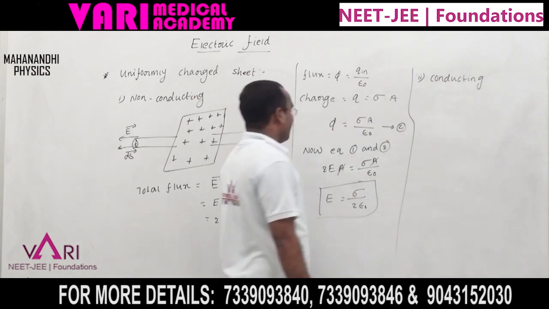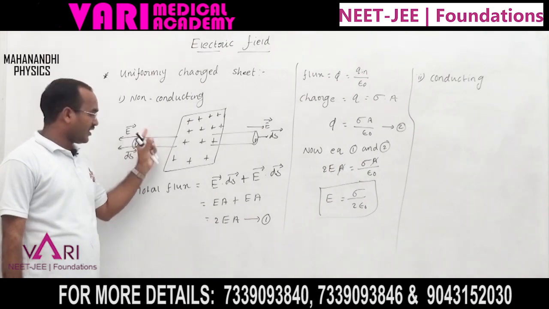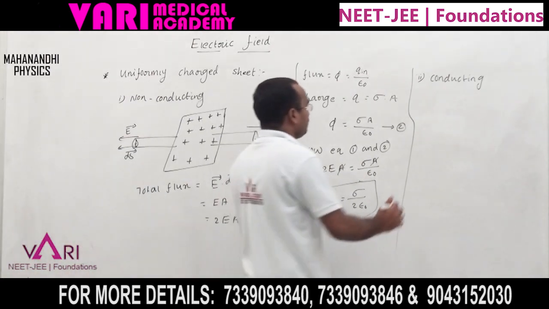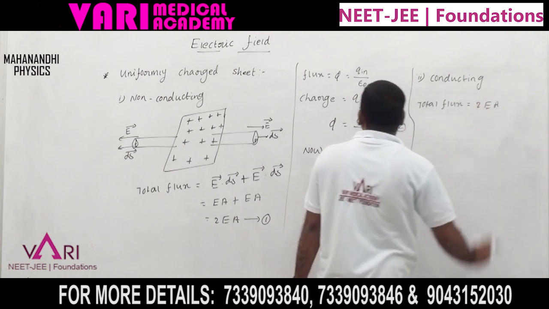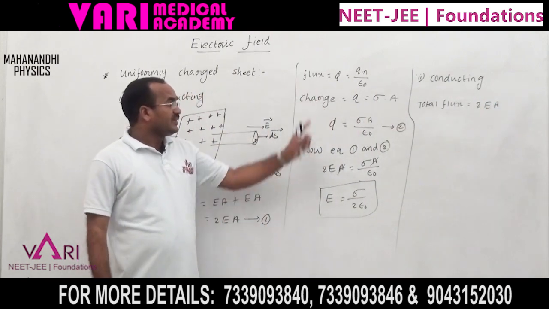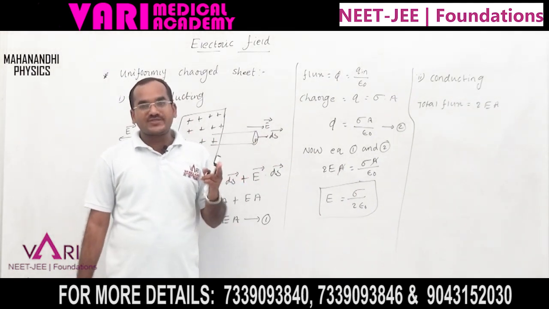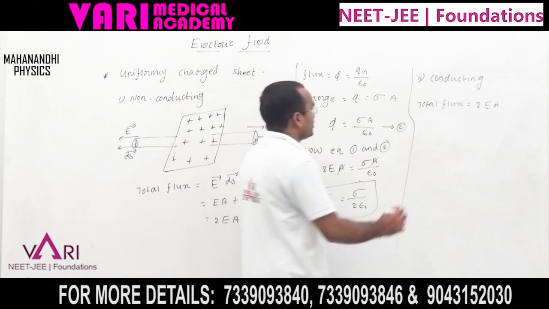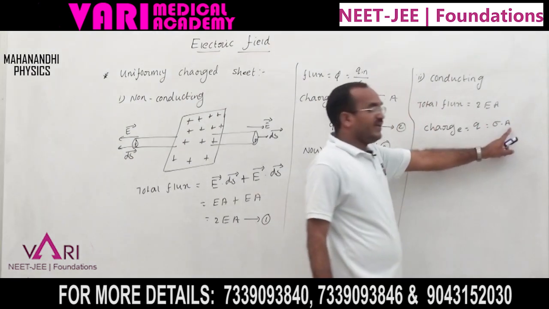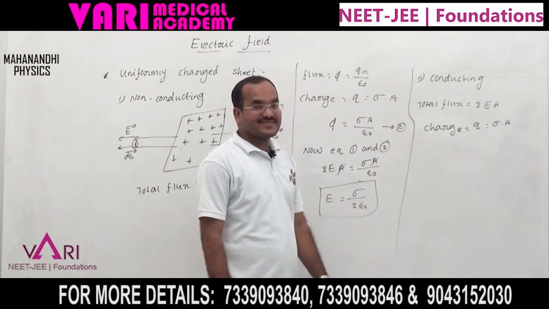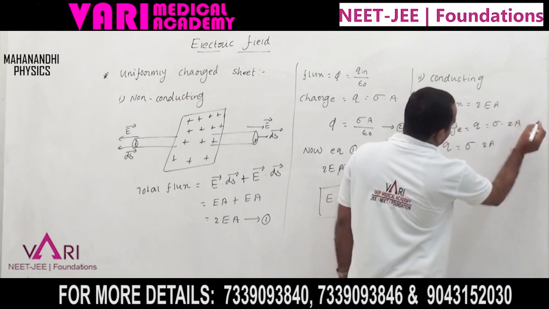For the conducting sheet, the flux through the area, same as for the non-conducting case, gives a total flux equal to 2EA. But here the charge on the surfaces is sigma into A on each side, so the area carrying charge is double, 2A.